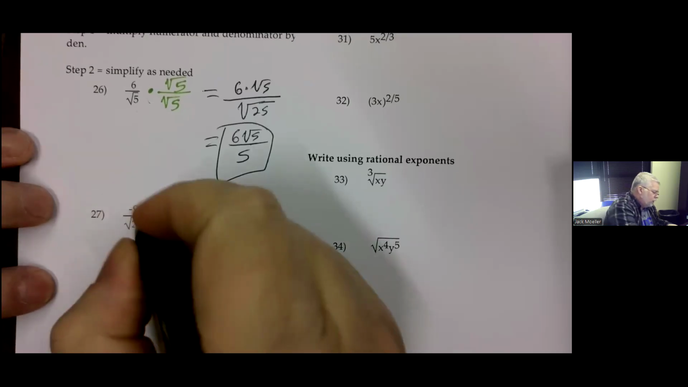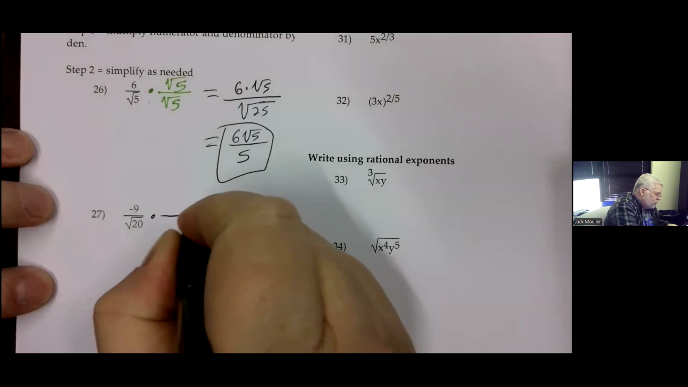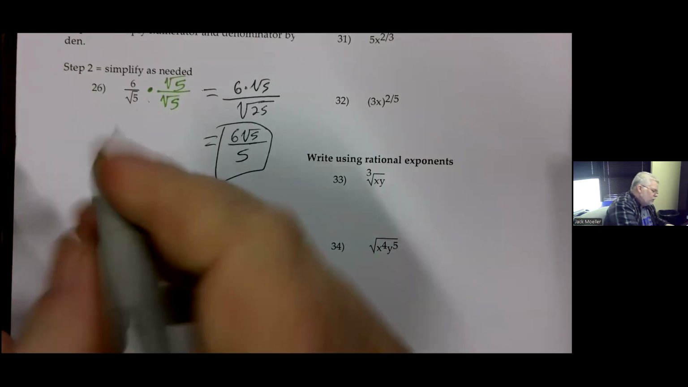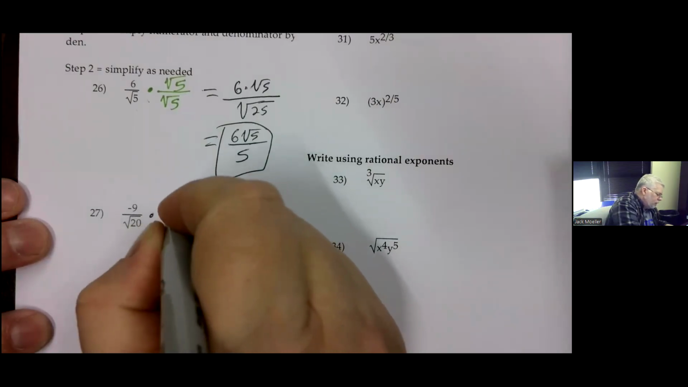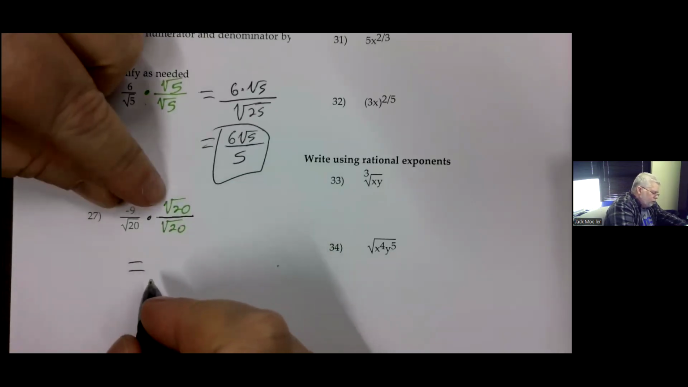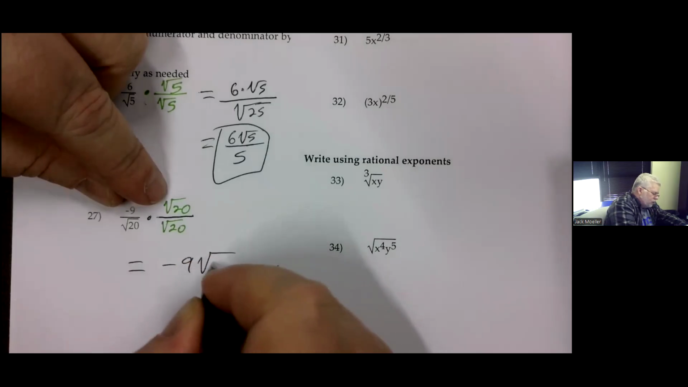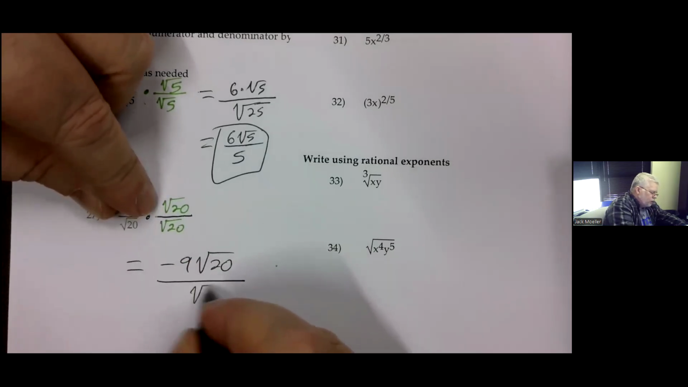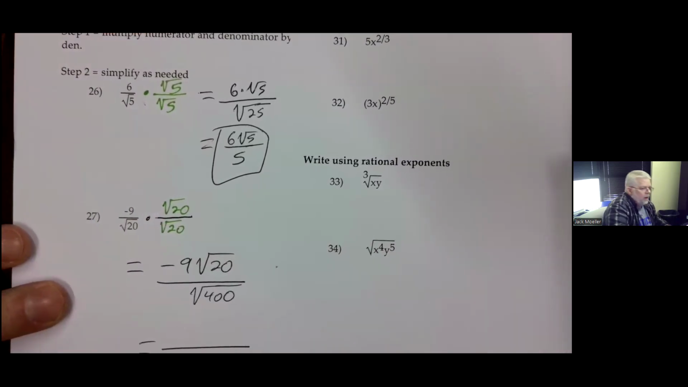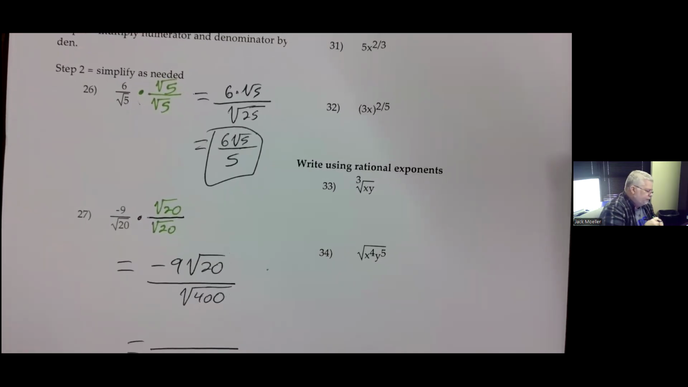So -9 over square root of 20. Now you might see examples that say, can that square root of 20 be simplified? Yes, but let's wait and do that at the end. I find that for most students, simplifying as the last step is a little more straightforward. So let's just multiply by square root of 20 over square root of 20. On the top, we can't multiply that 9 times the 20 because one's inside, one's outside. On the bottom, we have square root of 20 times square root of 20, which is 400. And so now let's simplify.